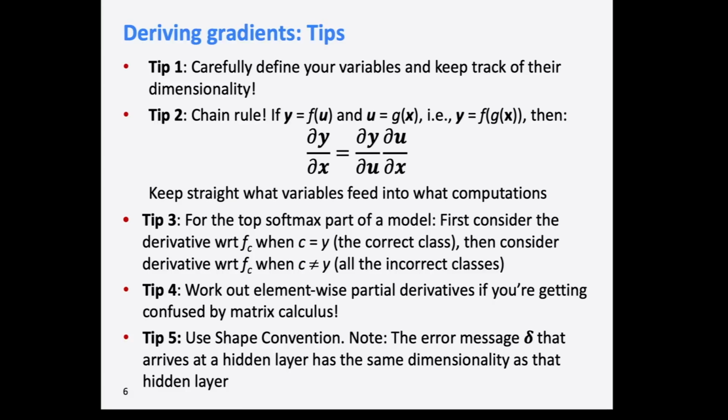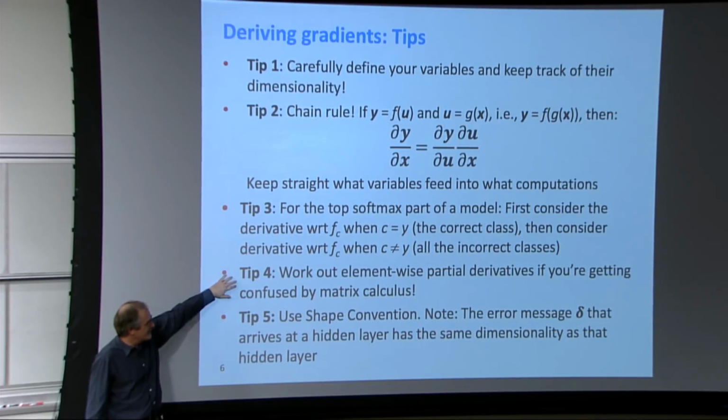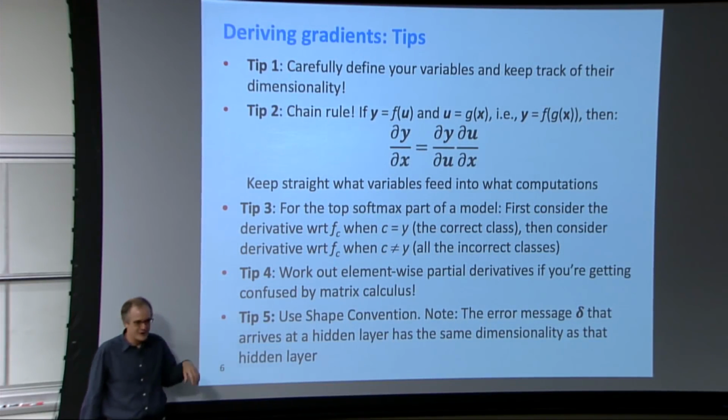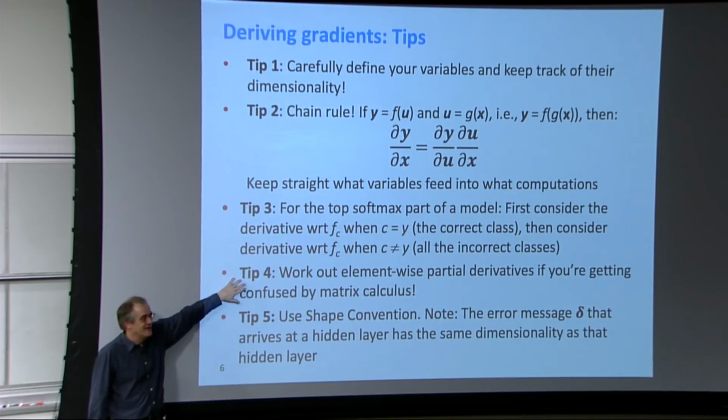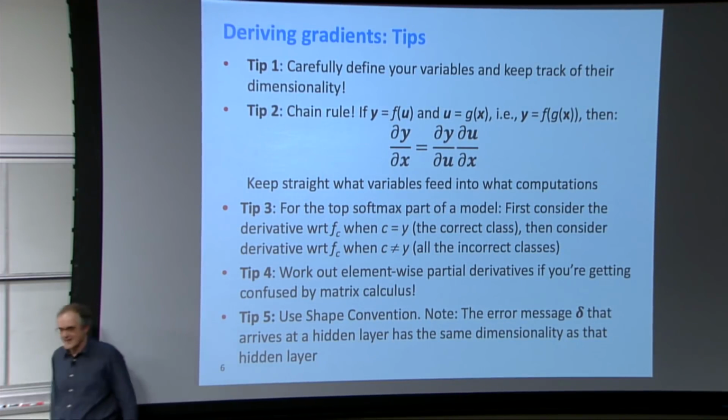In the homework, you have to do a softmax, which we haven't done in class. Something I think you'll find useful if you want to break apart the softmax is to consider two cases. One is when you're working it out for the correct class, and the other case is for all the other, incorrect classes. In the little derivation I did before, I said, let's work out an element-wise partial derivative, because that should give me some sense of what the answer is. I think that can be a really good thing to do if you're getting confused by matrix calculus.